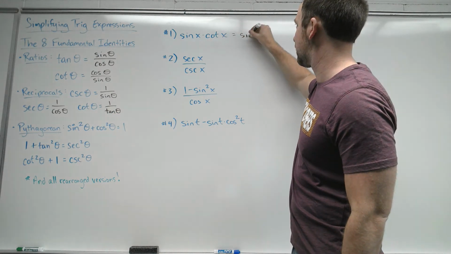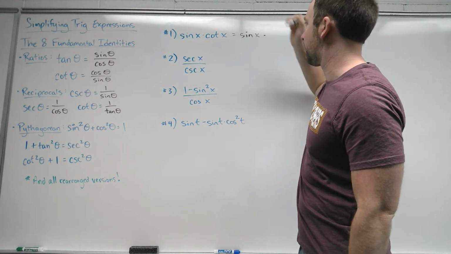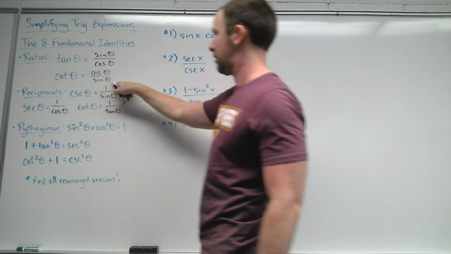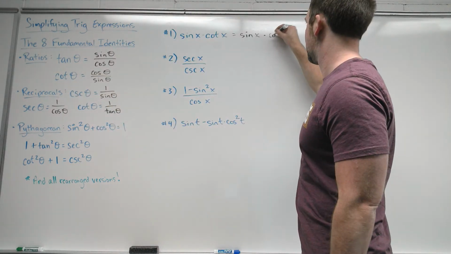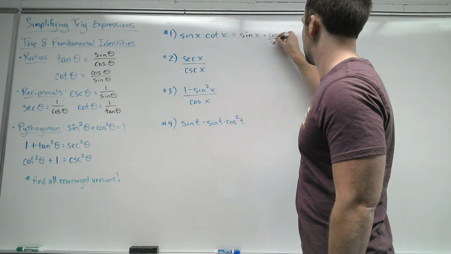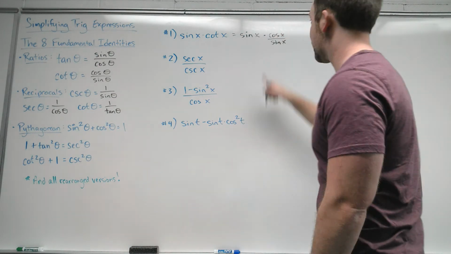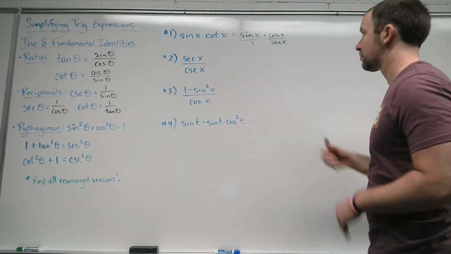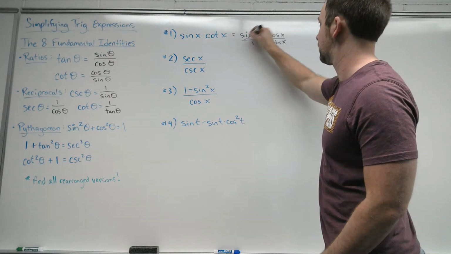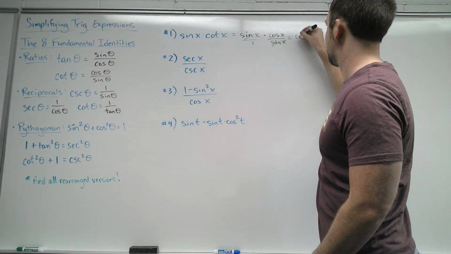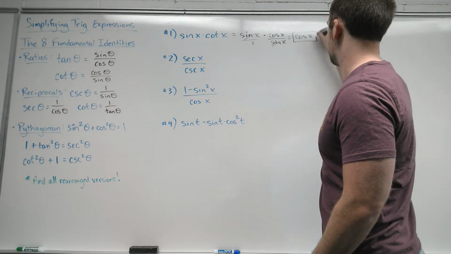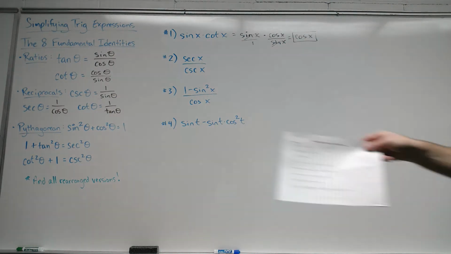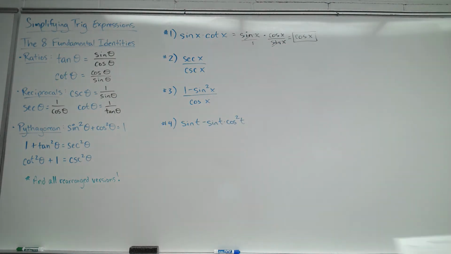Okay, so I have sine of x, and when we did this one, we replaced cotangent. You can come over here, see cotangent is cosine over sine. Okay. And because it's multiplied, basically this is just one big fraction, and I can cancel these out, and I just have cosine of x. So if you check the back page of the packet, it should look pretty much exactly like what we just did right there. Okay, so those are nice ones.